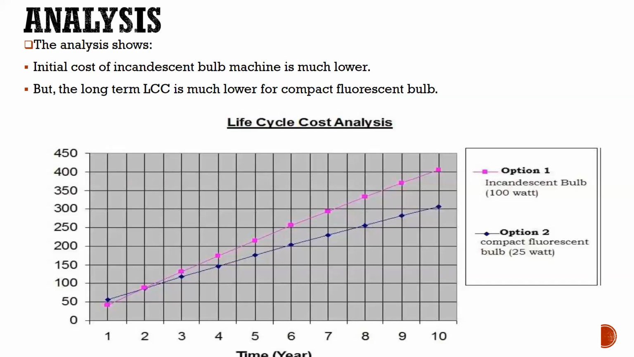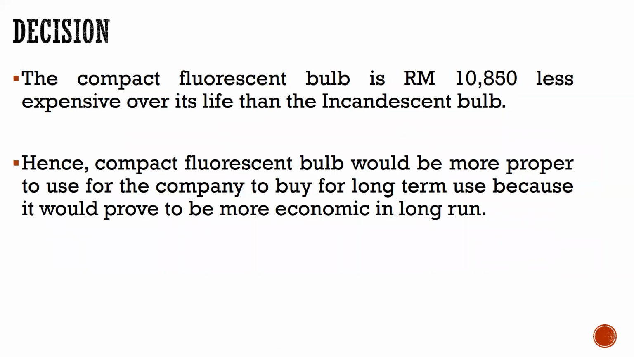This is the graph showing the analysis of life cycle cost of the incandescent bulb and the compact fluorescent bulb. Now the decision made by the economist or the company: the compact fluorescent bulb is less expensive over its life cycle than the incandescent bulb. Hence, the compact fluorescent bulb will be more proper for the company to buy for long-term use because it will prove to be more economic in the long term.